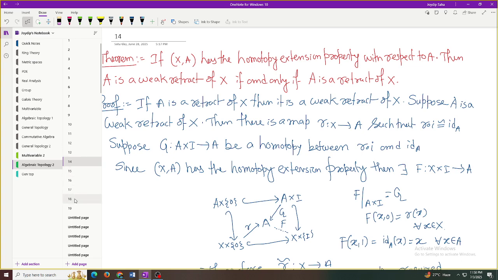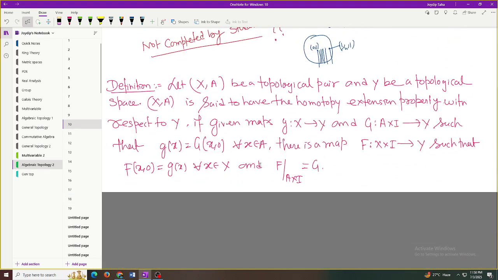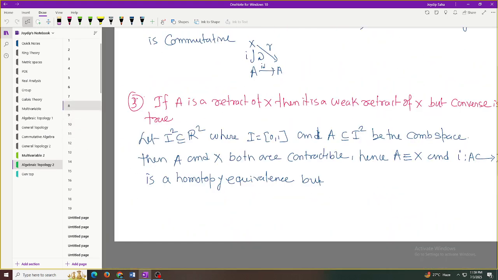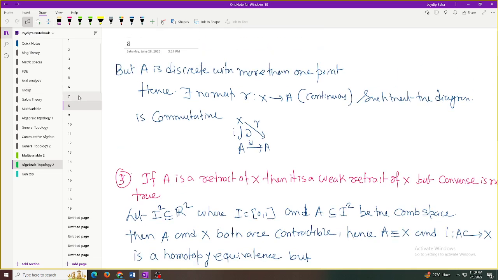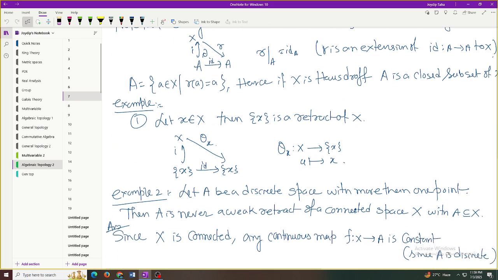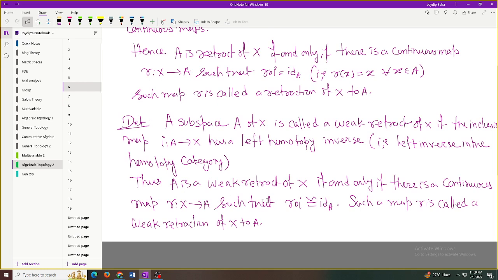আগে আগে আগে 10 নম্বর কথায়। 10 লেফট homotopy inverse কোথায়? No, that is a homotopy extension property. Oh, that is not A8, I think 8. 7. Okay. 6. Here. It has. Okay.